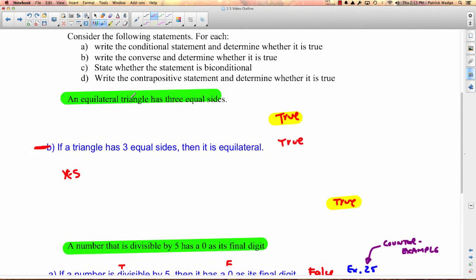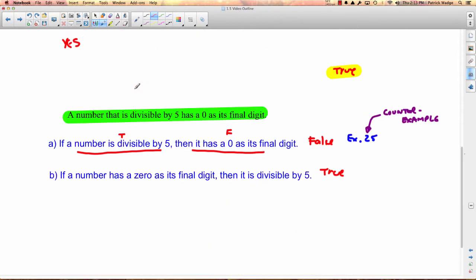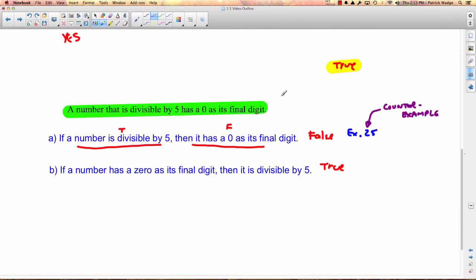So now we're on to see, is the statement biconditional? Biconditional means that both of these would have to be true. Well, that's pretty obvious then. It is not biconditional. So the answer is no.